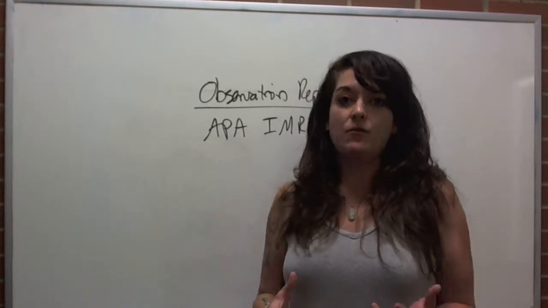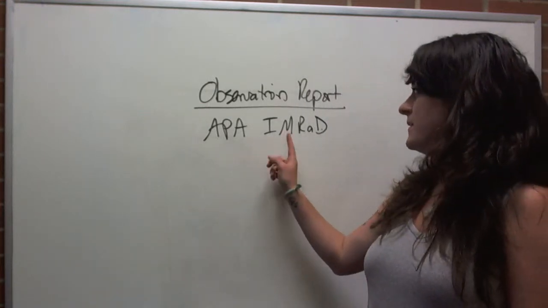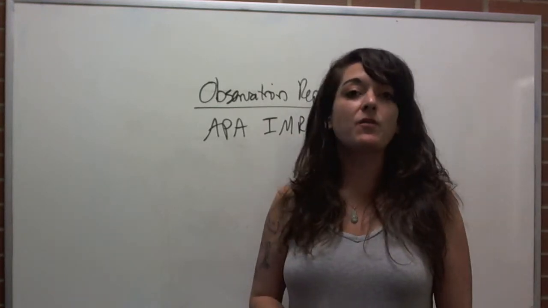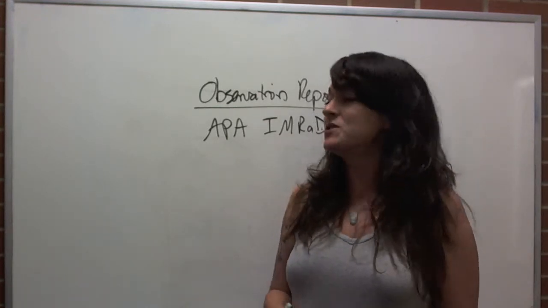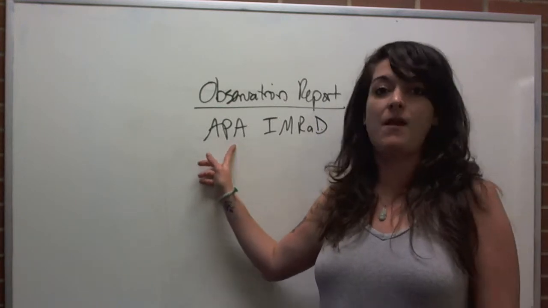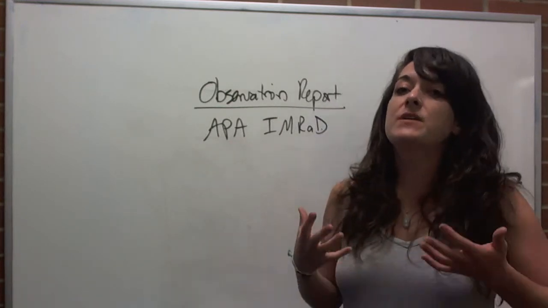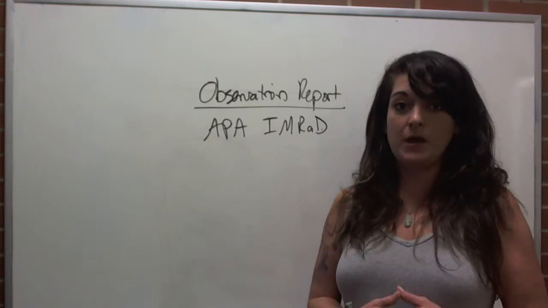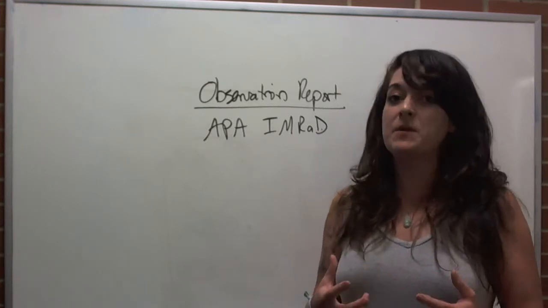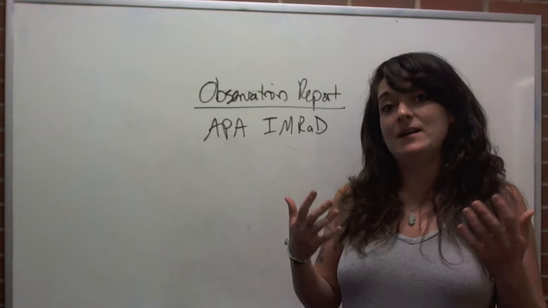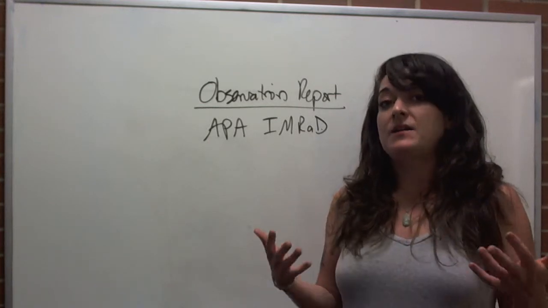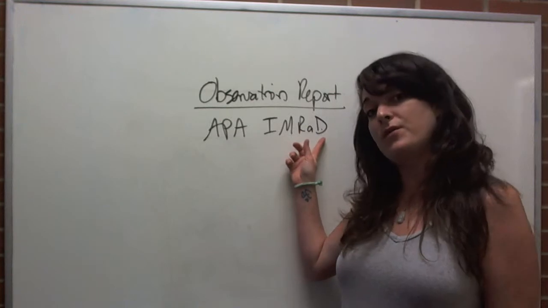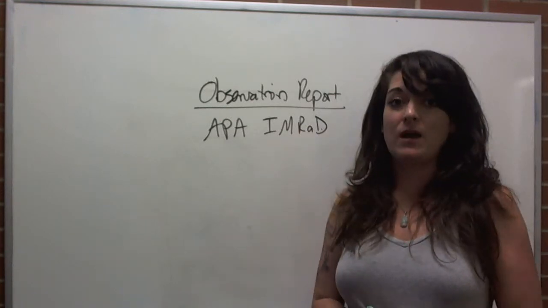So an IMRaD report: introduction, methods, results, and discussion. An IMRaD report is used in the sciences, which is also why it's an overall APA format. So the gist of an IMRaD report is that you are a researcher, okay? And so you have run some kind of experiment that results in data. So you have collected some kind of data. And then from that data, you draw conclusions about what you think your data means, okay?